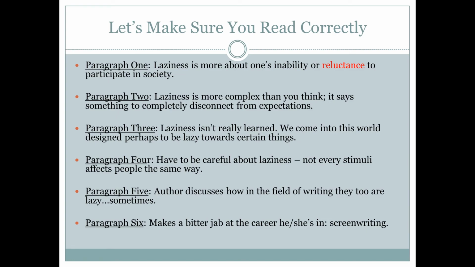For each MCQ that we cover, I want to talk about what it actually includes once you've close read it. So paragraphs 1 through 6 basically are broken down in this way. Paragraph 1: laziness is more about one's inability or reluctance to participate in society. So laziness isn't just because you are born lazy, necessarily, or that you can't do things. It's more because you don't want to do things. So laziness is just kind of like the body reacting to situations, telling you and the world, I don't care.